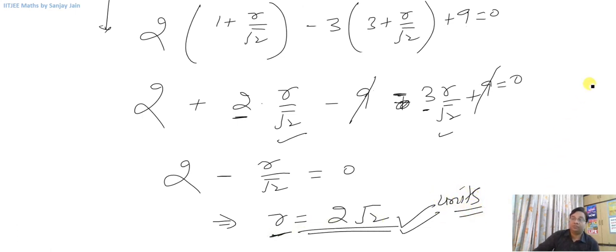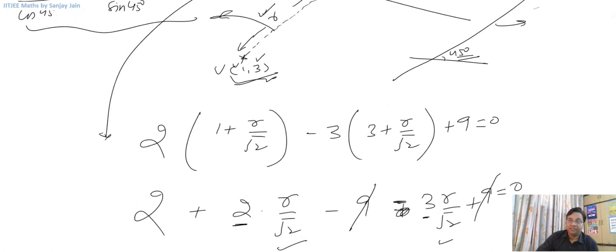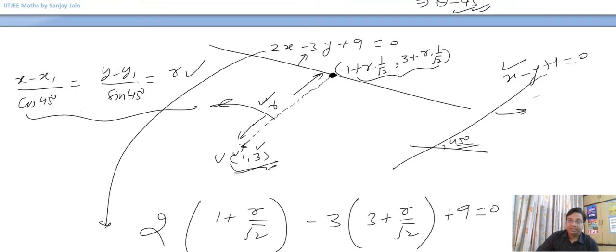This is what we were supposed to find. Now r has come out to be positive, which means that we have considered the correct position of this point, that this point will be below this given line. Why? Because r has come out to be positive. That means this point whose coordinates we assumed is above this point.